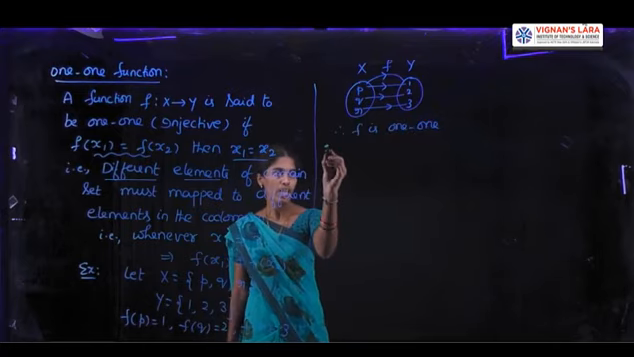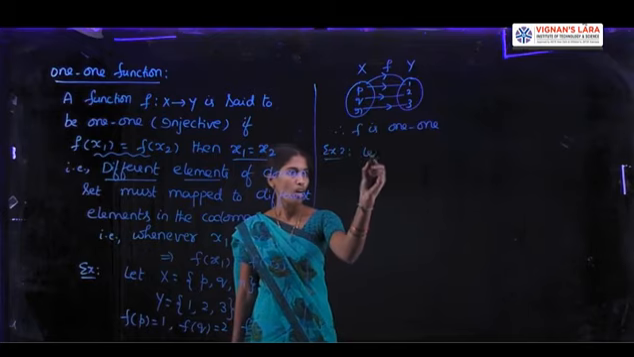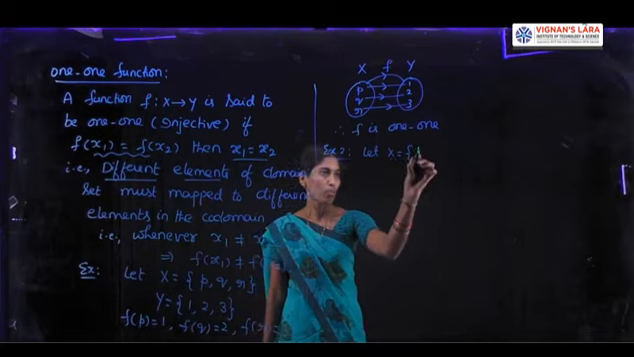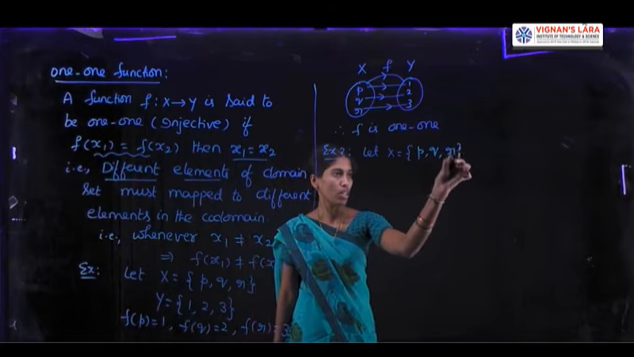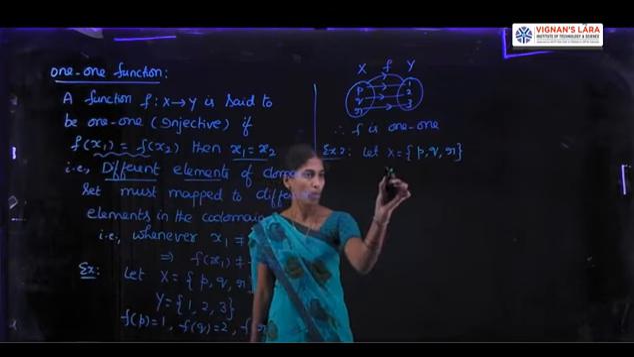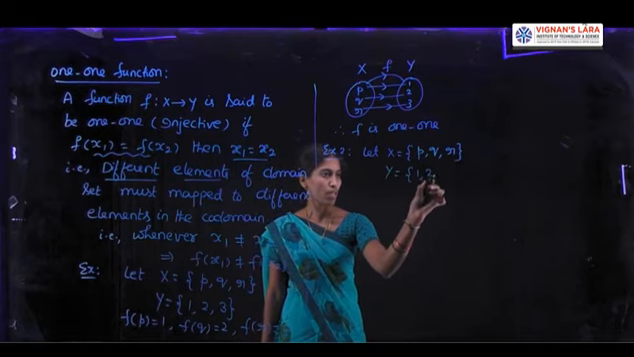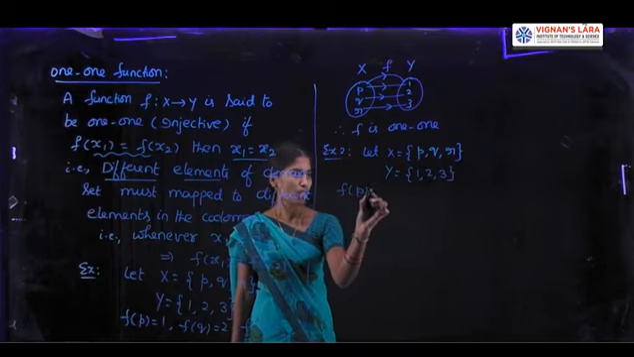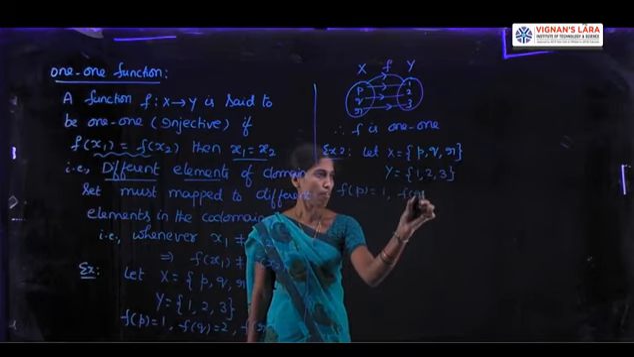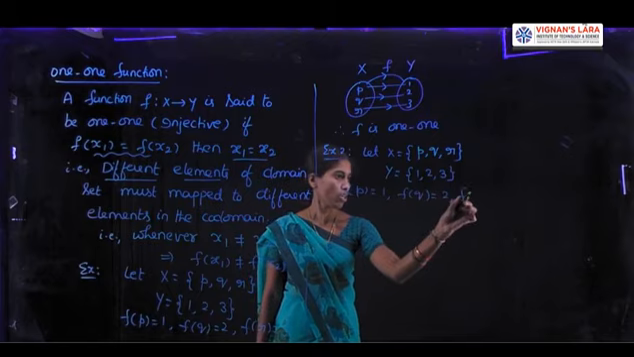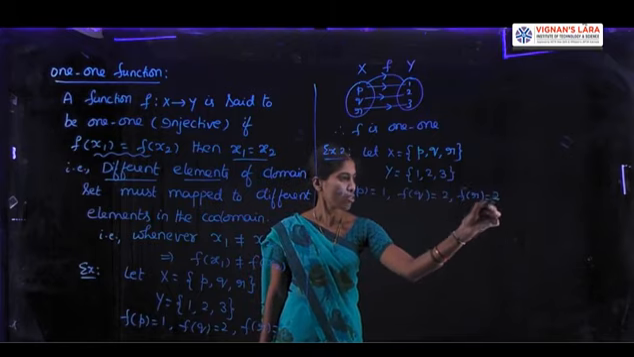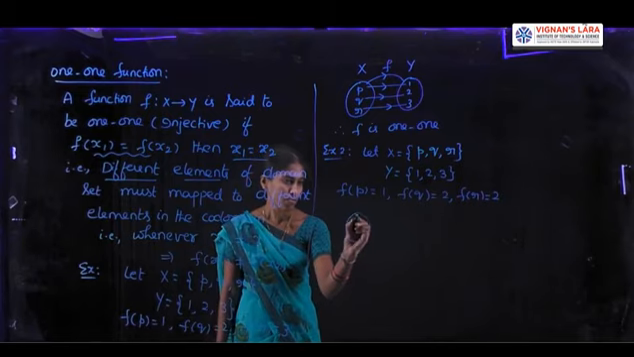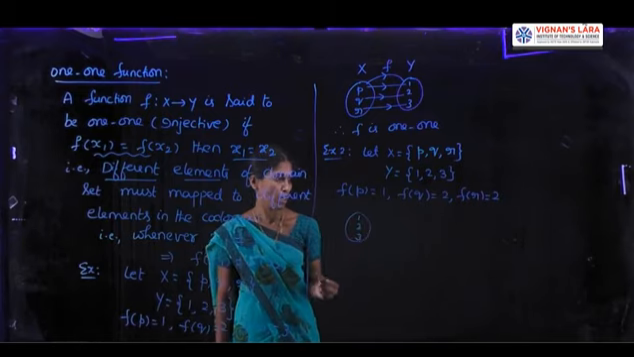Right? If you see another example, let X = {p, q, r}, same example, but here we change the representation. Y = {1, 2, 3}. f(p) = 1, f(q) = 2, f(r) is also equal to 2. So that means that here 3 elements are there, 1, 2, 3.